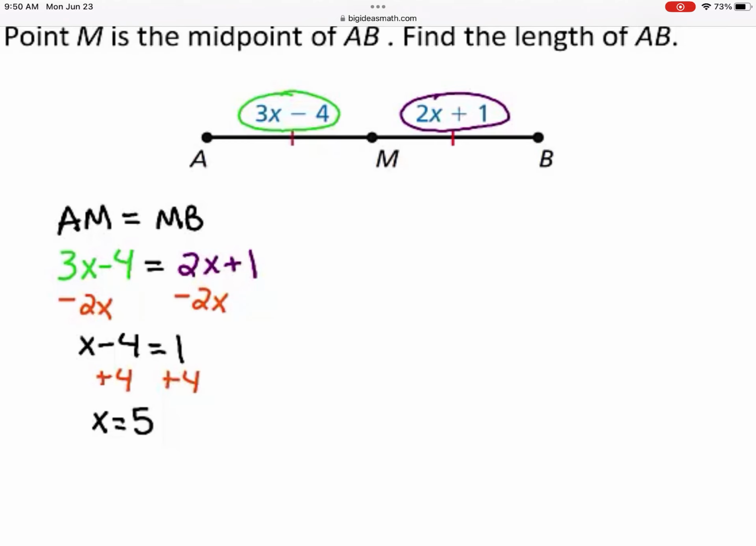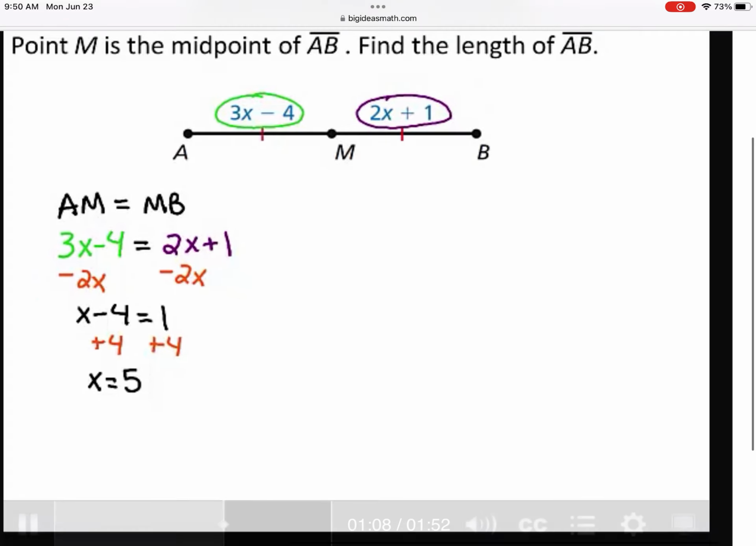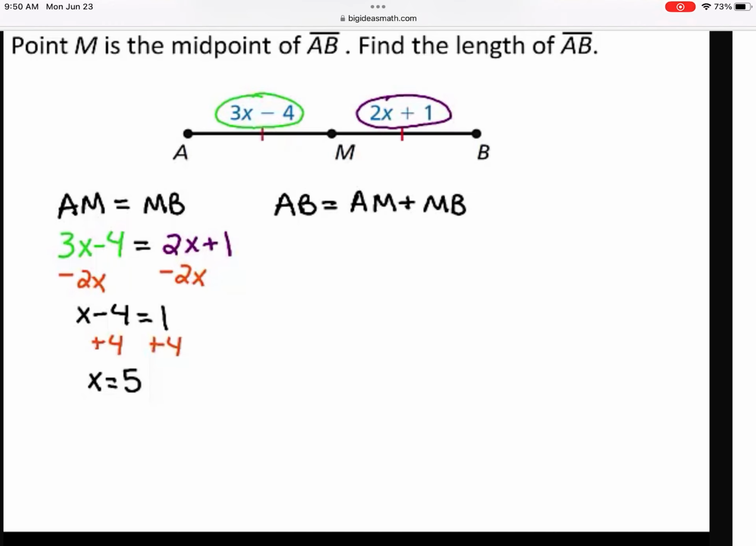Now, by the segment addition postulate, the length of segment AB is equal to the length of segment AM plus the length of segment MB. Again, you can substitute 3x minus 4 in for the length of segment AM, and 2x plus 1 in for the length of segment MB. When you combine like terms on the right-hand side of the equation, 3x plus 2x gives you 5x, and negative 4 plus 1 gives you negative 3.